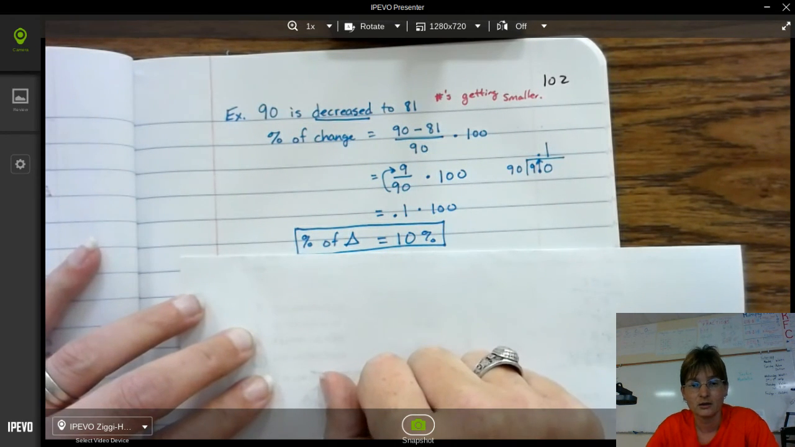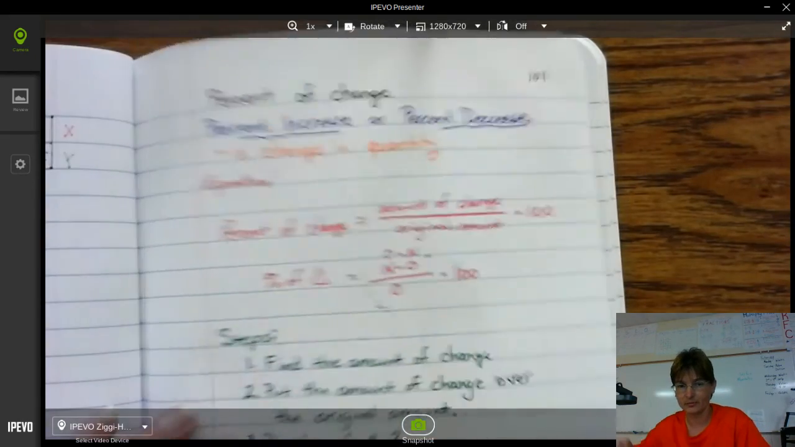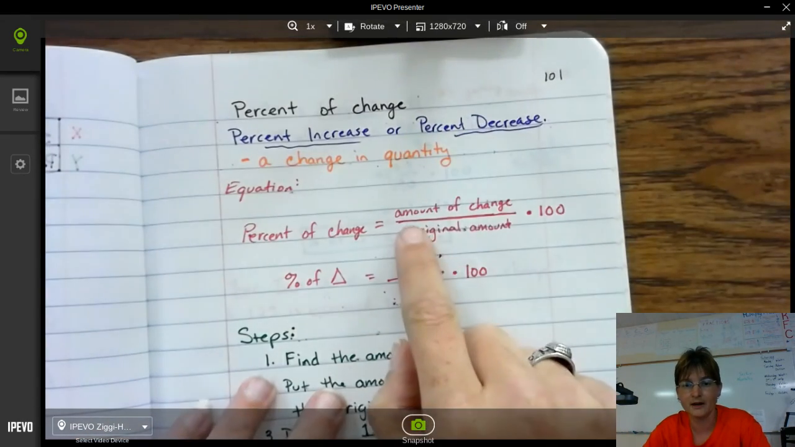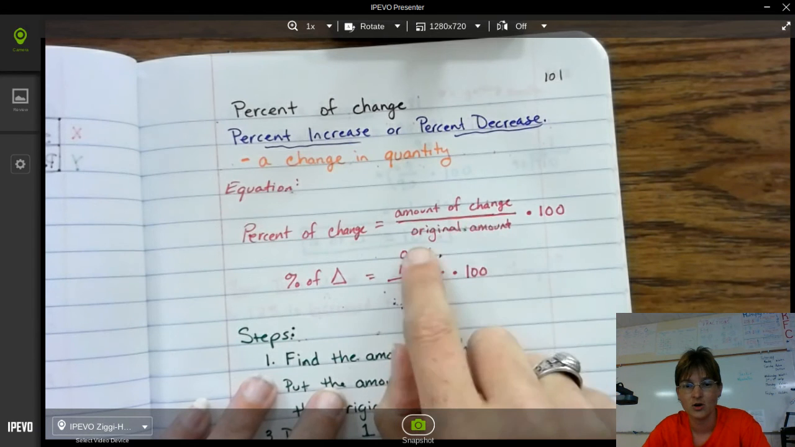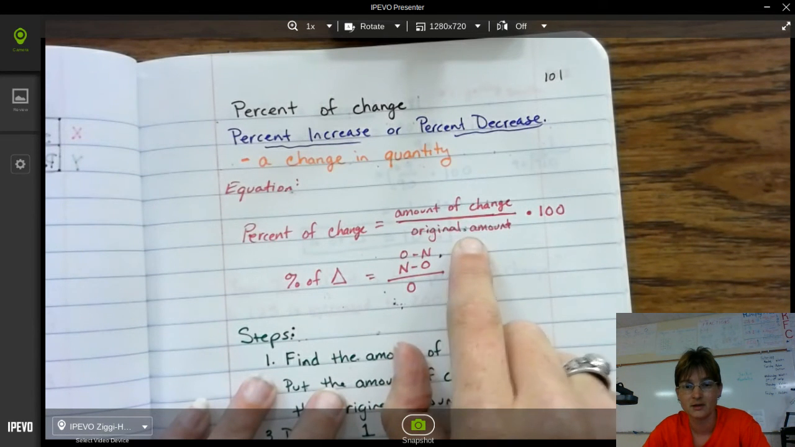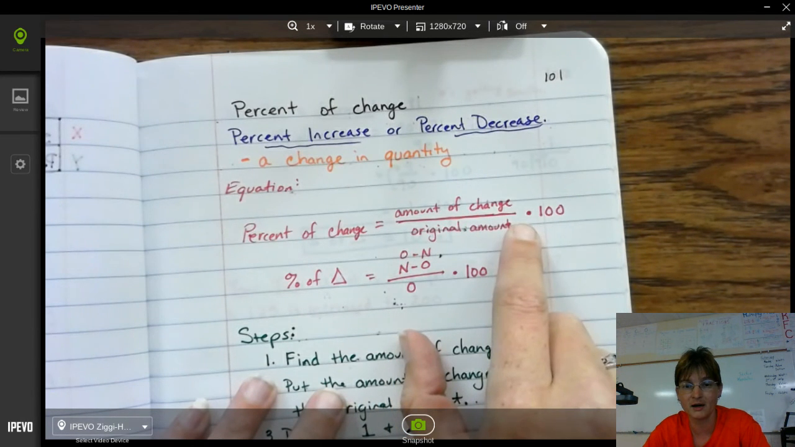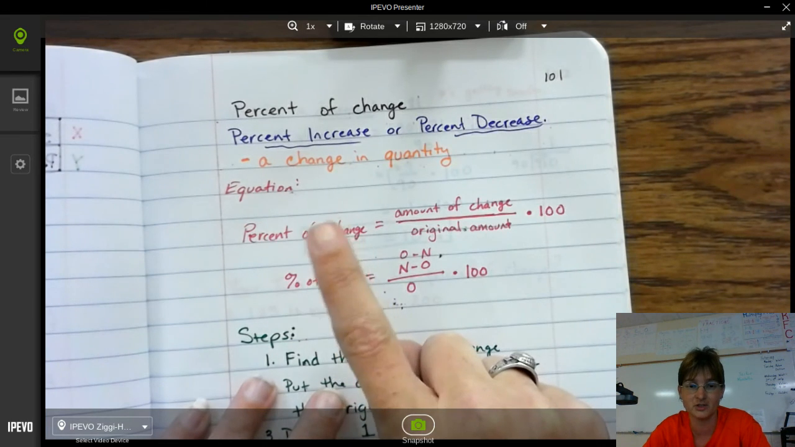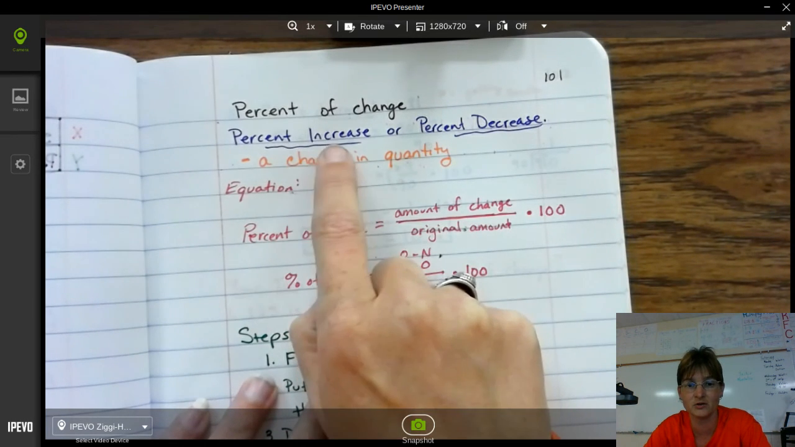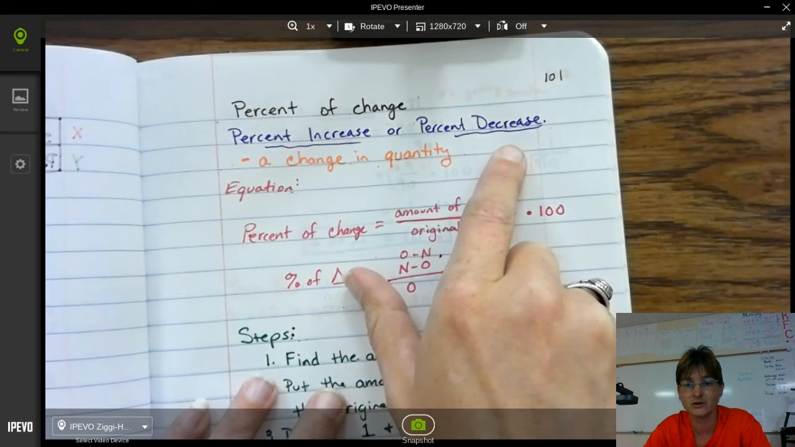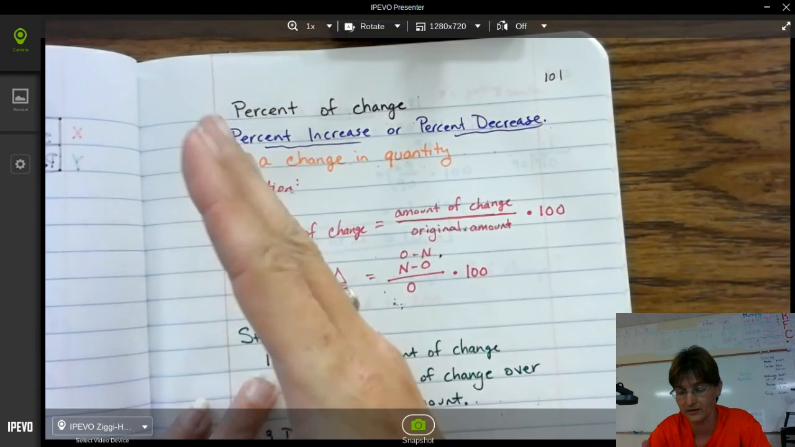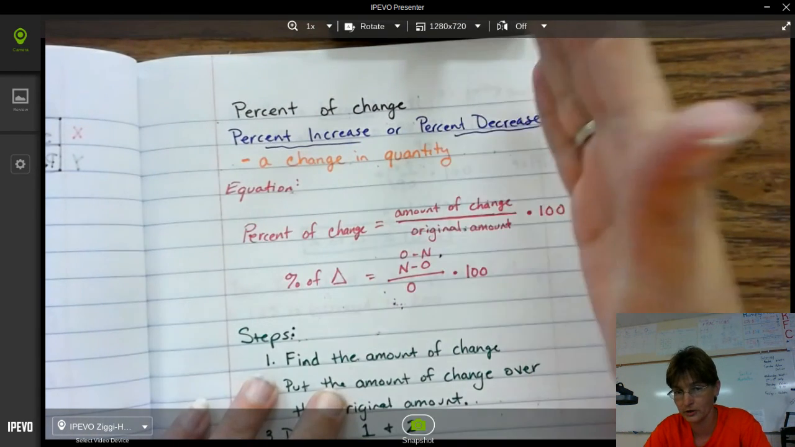Okay, so one last time, I'm going to flip back. You need to find the amount of change over the original amount. Then you would multiply it by 100 to get the percent of change. It's either going to be a percent increase or a percent decrease, depending on what you have from your original to your new.